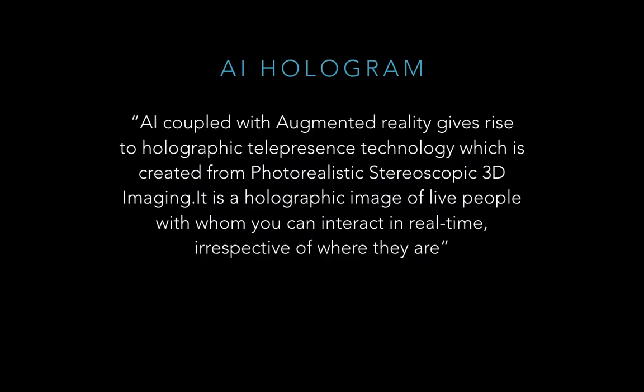So let's point out the main term, AI hologram. AI coupled with augmented reality gives rise to holographic telepresence technology, which is created from photorealistic stereographic 3D imaging. It is a holographic image of live people with whom you can interact in real time, irrespective of where they are. With the help of AI hologram, we can clearly interact with people who are not present.